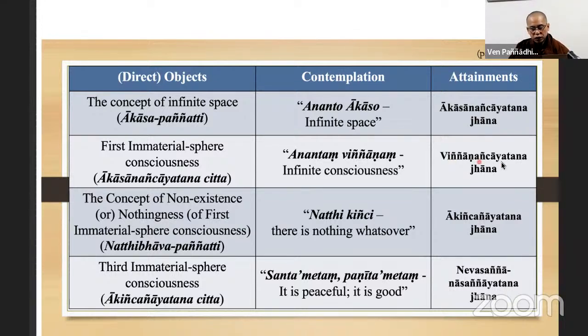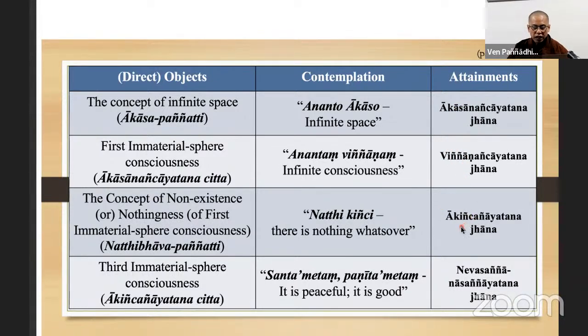And the second one, Viññāṇañcāyatana jhana. The third one, Ākiñcaññāyatana jhana. The last one, Nevasaññānāsaññāyatana jhana. But for those who just start, it's difficult even to pronounce, it's not easy. Okay, so let's make it easy. How can we make it easy to pronounce? Yeah, Ākāsa. You just need to remember Ākāsa. And the second one, Viññāṇa.